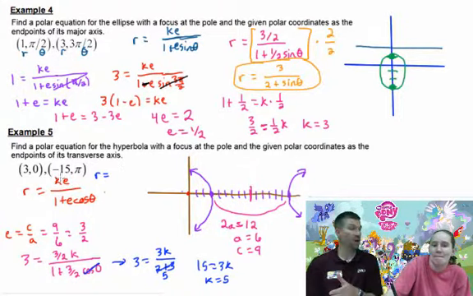Right, so 5 times 3 halves on top is 15 halves. 15 halves over 1 plus 3 halves cosine theta. Multiply everything by a 2. Okay. 2 plus 3 cosine theta. There you go. There it is.